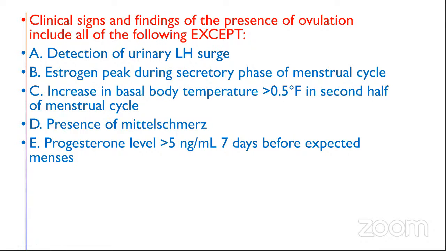So I want you people to start answering, so that we can have a healthy discussion. Right. So I have an answer of B. Excellent. So detection of urinary LH surge is definitely a sign of ovulation. After urinary LH surge, usually ovulation will take place. From the onset of urinary LH surge to ovulation, it takes around 36 hours.